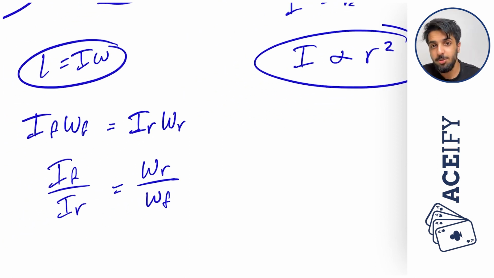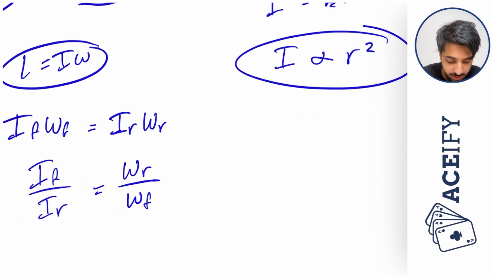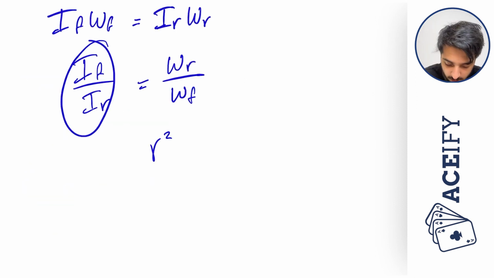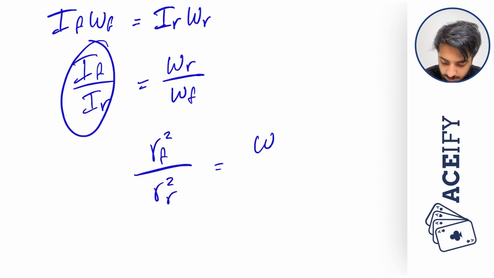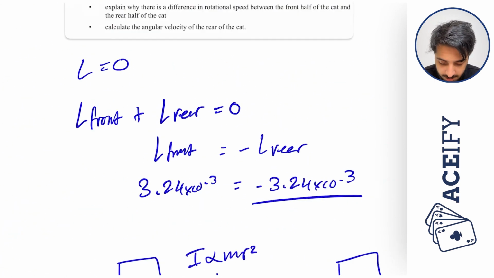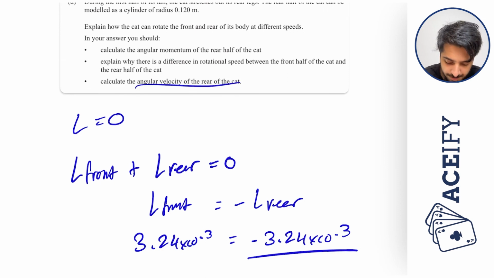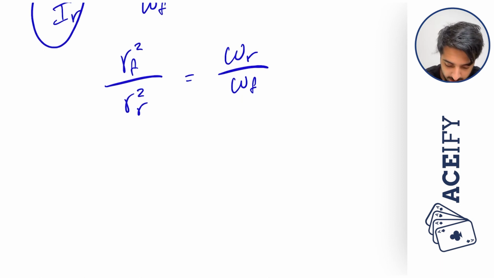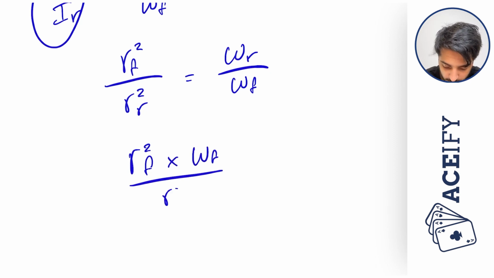Because rotational inertia is directly proportional to r squared, we can sub in r squared for our rotational inertias. And so we get the radius squared of the front all over the radius squared of the rear is equal to the angular velocity of the rear all over the angular velocity of the front. Now, what we're trying to find is the angular velocity of the rear, and so we can rearrange by multiplying both sides by the angular velocity of the front, and we get r squared f times omega f all over r squared r is equal to our angular velocity of the rear.